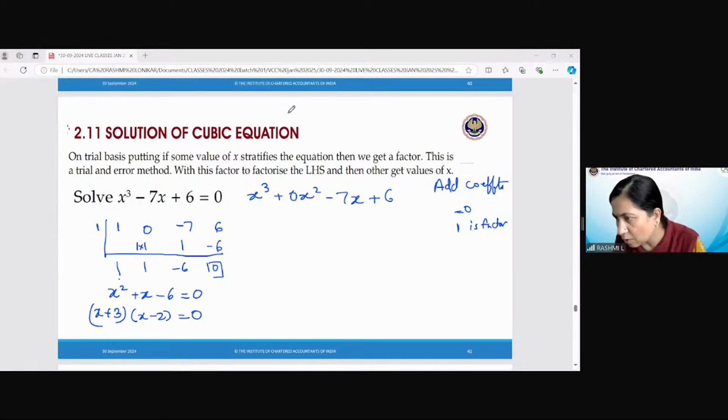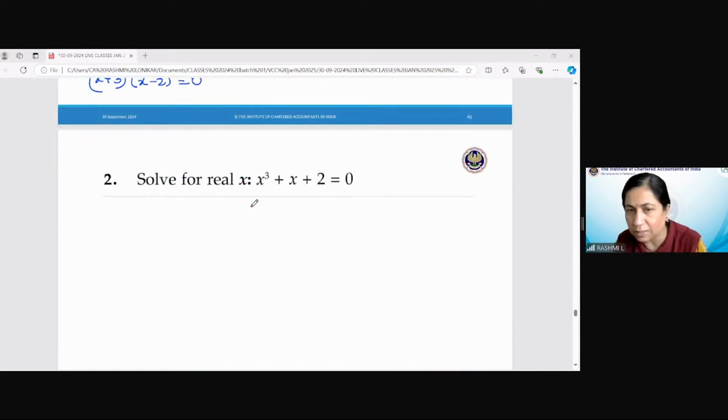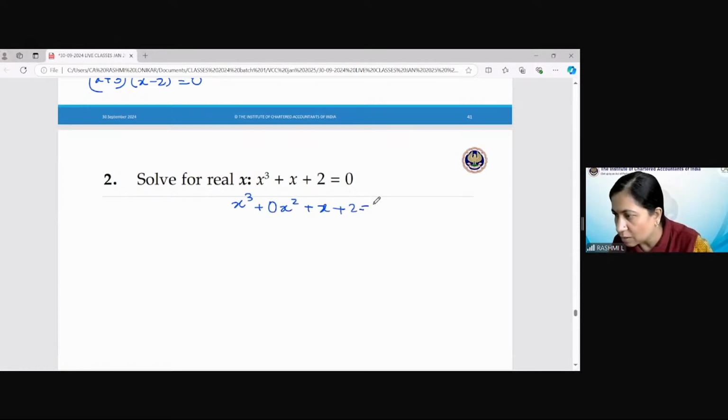Yes, very good. All of you got the answers so quickly. Okay. So if you add the coefficients and you get a 0, that means 1 is a factor. Let me take another sum and then we can see for ourselves. Now here again I don't have an x square term, so I will write it as x cube plus 0x square plus x plus 2 is equal to 0.